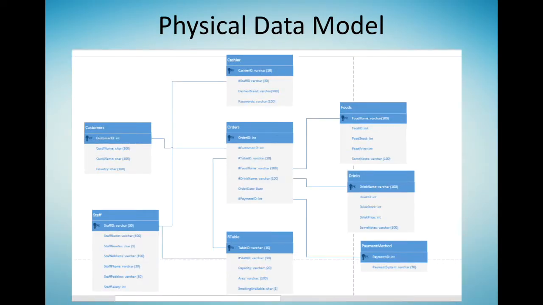Third, a physical data model. A physical data model represents how the model will be built in the database. A physical database model shows all table structures, including column name, column data type, column constraint, primary key, foreign key, and relationships between tables.